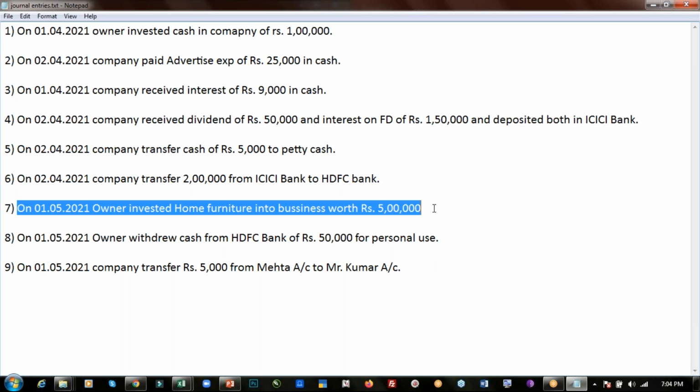Furniture goes for the debit because it's a fixed asset, and capital goes for the credit because it is invested by the owner. So it's the owner's amount. Is that clear for all? If you guys have any confusion in this, you can ask.